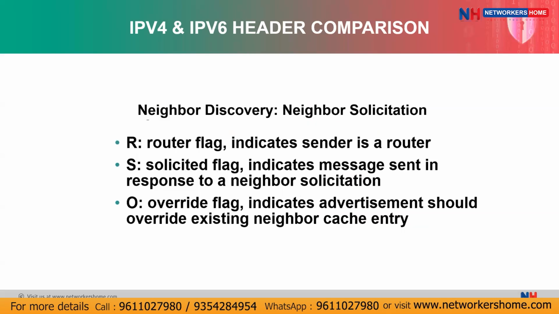So, neighbor discovery options: we have R, the router flag, which indicates the sender is a router. The S flag, solicited, indicates the message was sent in response to a neighbor solicitation. And then we have the O, override flag, which indicates the advertisement should overwrite the existing neighbor cache entry. So these three flags we have: R, S, and O.